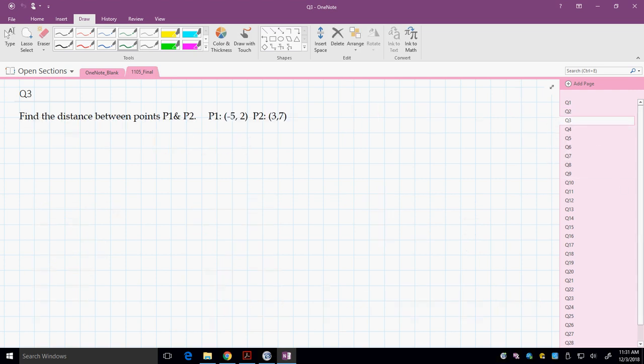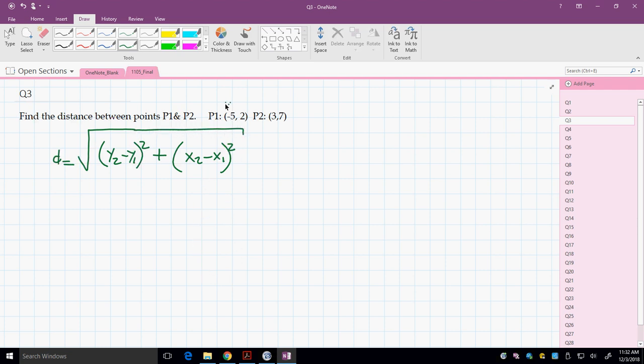Find the distance between point 1 and point 2. For that we need the distance formula, which is the square root, and inside parentheses, y2 minus y1 raised to the second power, plus parentheses x2 minus x1 raised to the second power. All this is under the square root.